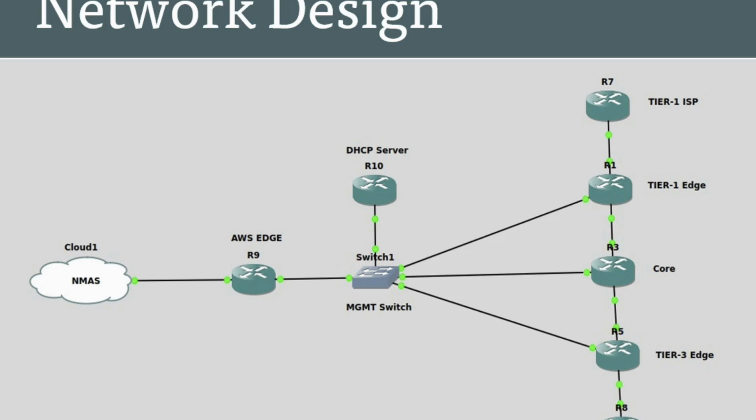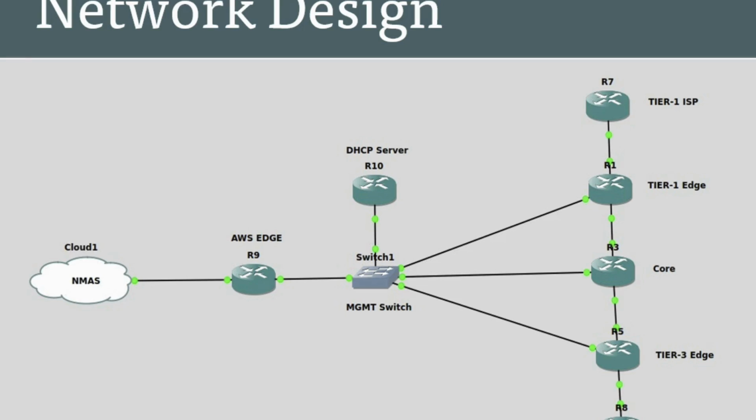On the leftmost side, you have your NMAS, which is essentially your network management automated system. Now, that could be on your AWS cloud or it could be on your private cloud or any cloud. And that is connected to an edge router. Now, it doesn't matter for this design purposes what that edge router does. It's essentially the edge of your network which is connected to the AWS cloud.